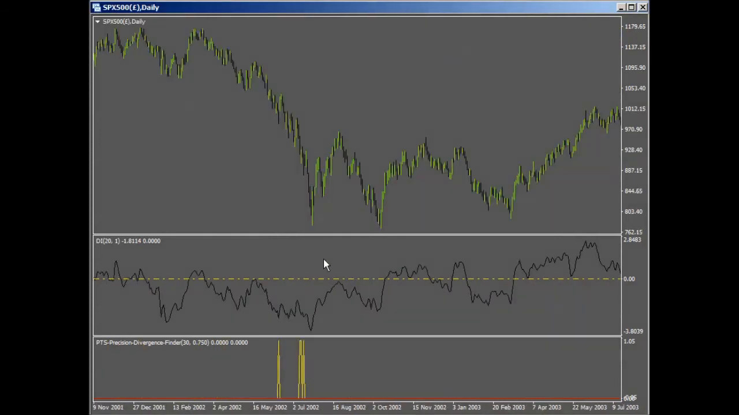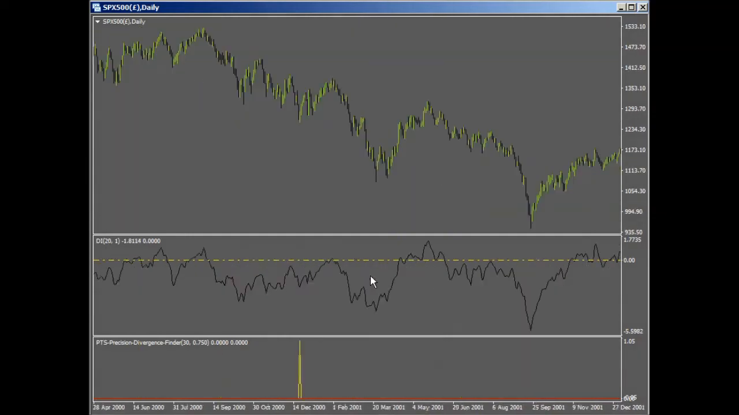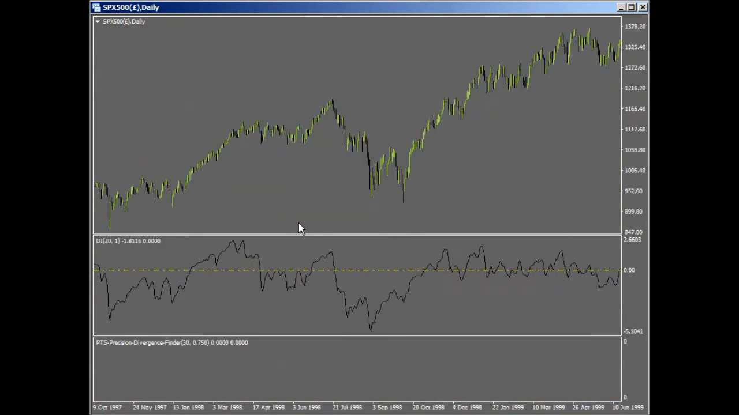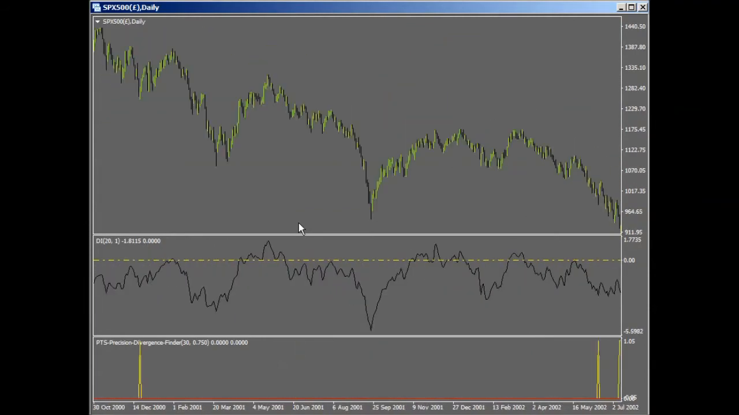We've got a good one here. That's kind of half good and half bad. It's enough to make a little profit. And your choice of time frame is also quite important.